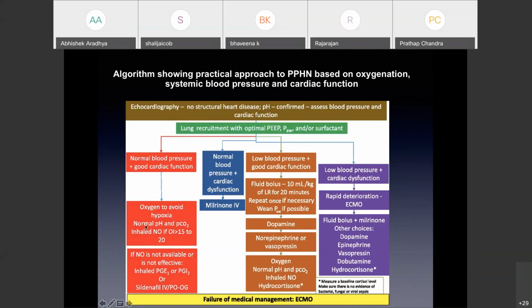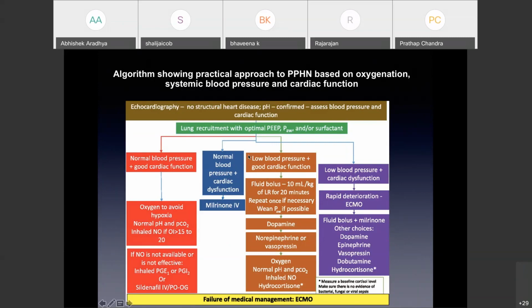If your oxygenation index is going more than 15 to 20, I would initiate nitric oxide. If nitric oxide is not available, you should be thinking of shifting these babies to level 3 centers. On the other hand, sometimes we can use IV sildenafil. It is also available as an oral preparation, but IV sildenafil is what we normally use. But be careful, it can cause severe hypotension.